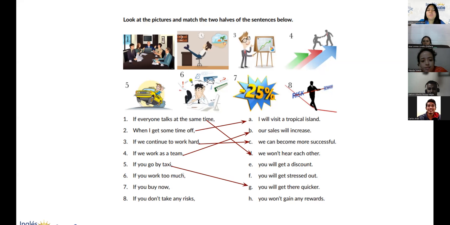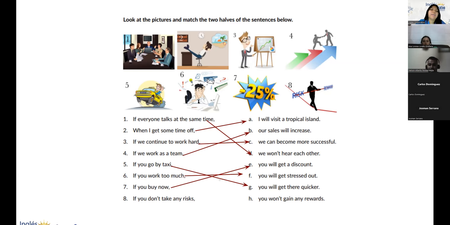Excellent. If you work too much, you will get stressed out. Stressed out. True. That is true. Yeah, you need to rest. Number seven. If you buy now, you will get a discount. Yes, you will get a discount. And number eight. If you don't take any risks, you won't gain any rewards. Correct. Perfect. All right, very good.